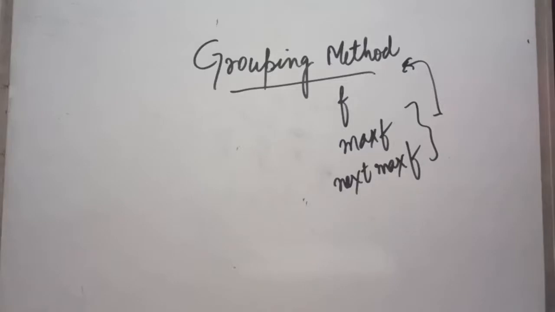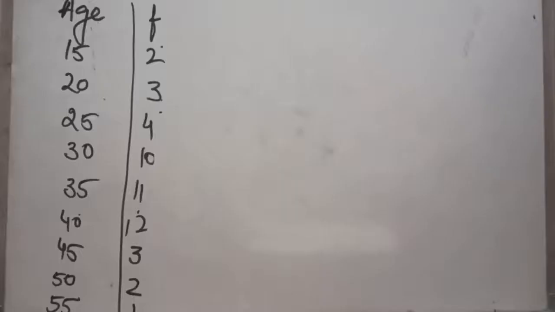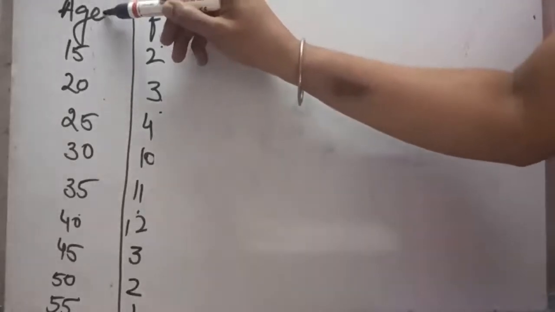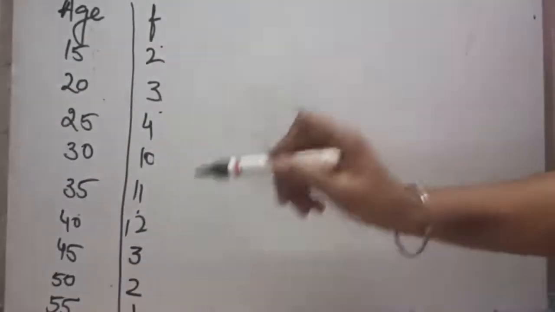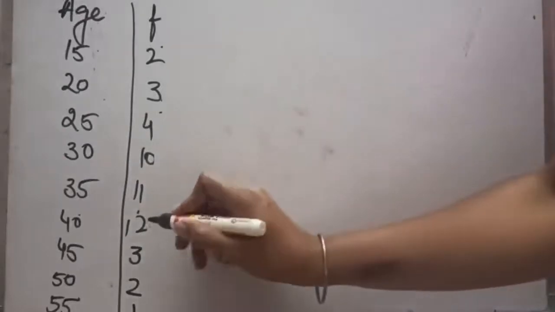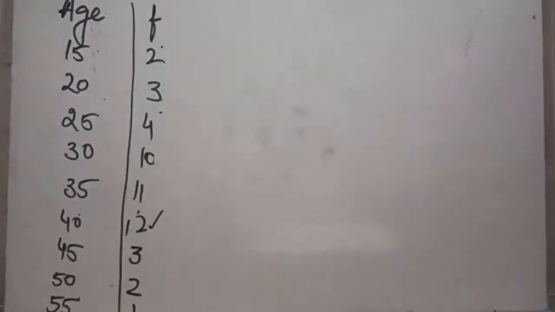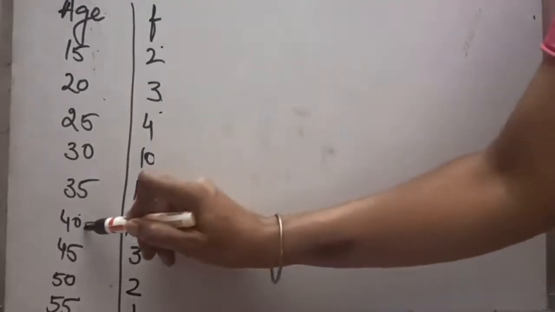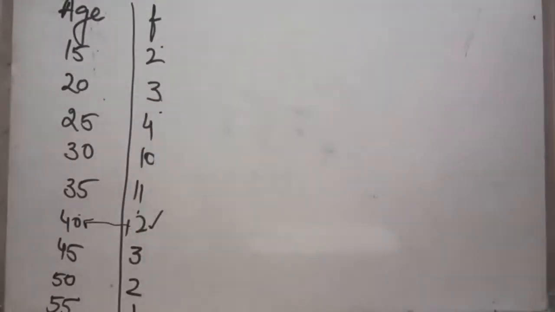So let us see a discrete series as well as a continuous series in which the grouping method will be applied. This is the practical question for a discrete series. See, the age goes from 15 to 55 and frequencies have been given. Now in this question, if you do it by the inspection method, we see that the maximum frequency is 12 and corresponding to it, 40 will be our answer.